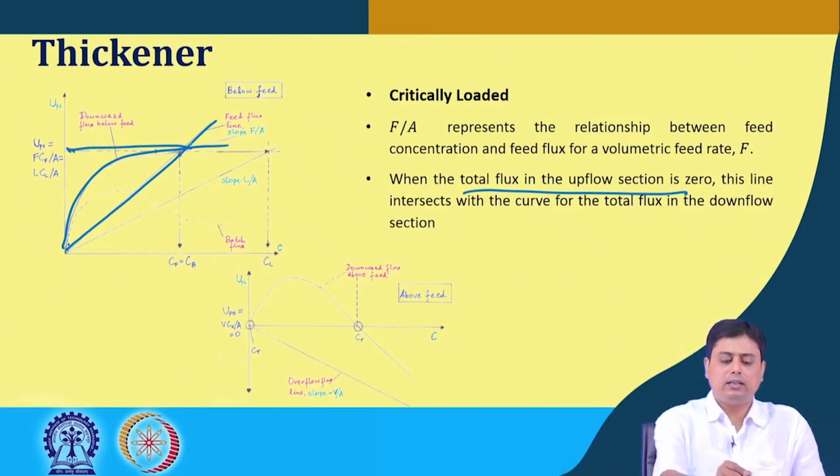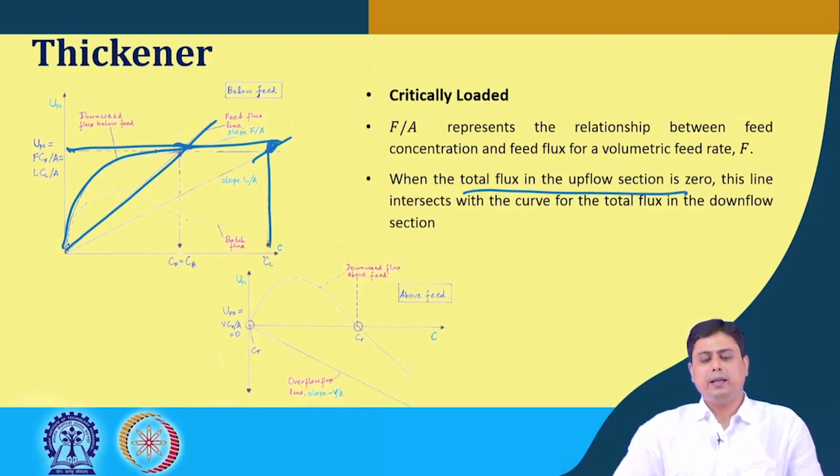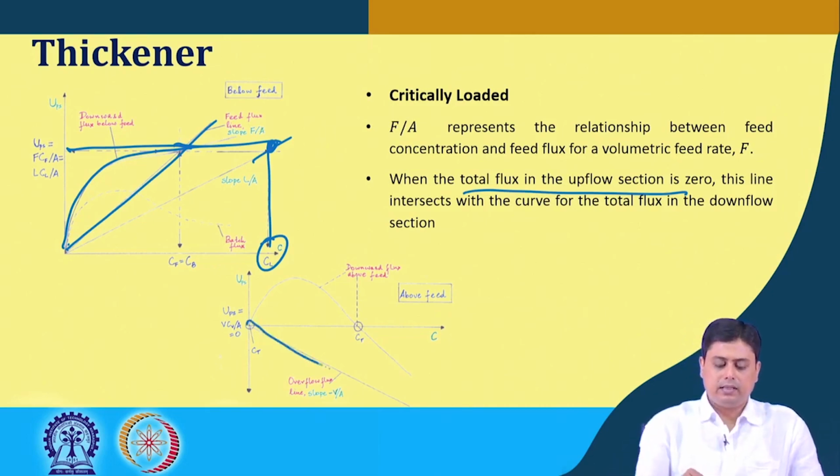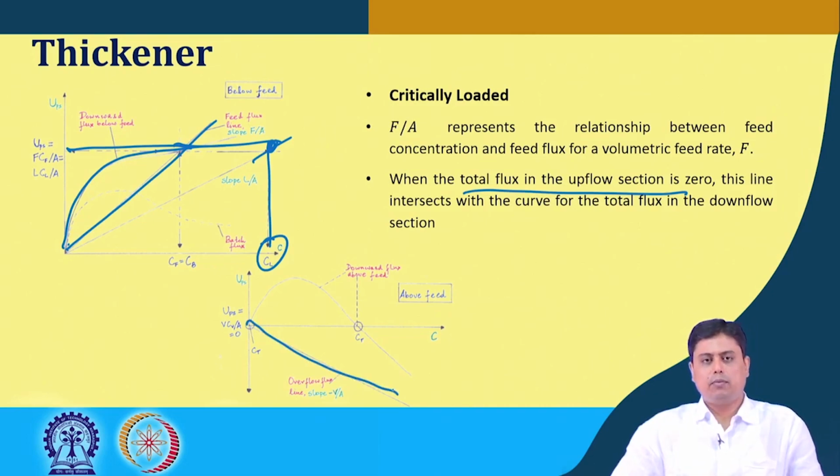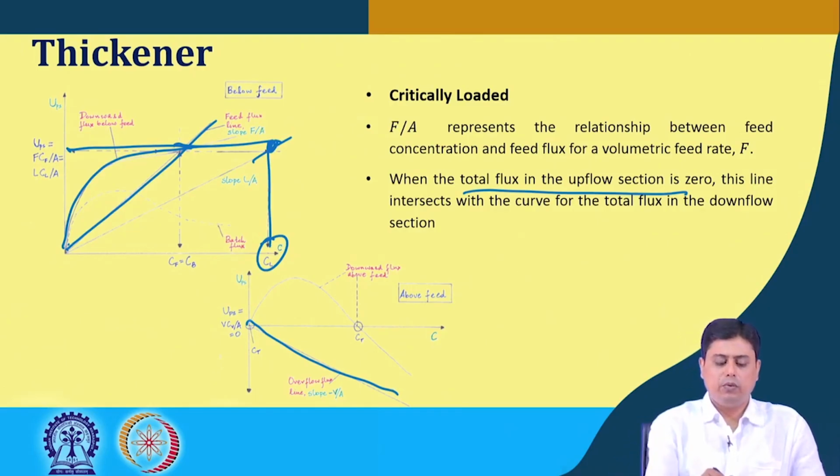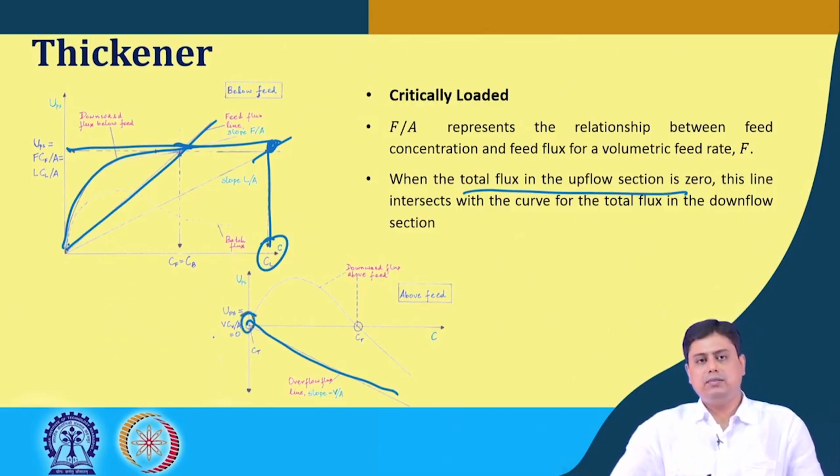At that critical flask, where it intersects the straight line with the slope of L by A, that gives us the concentration of the underflow. This is the line having a slope of minus V by A, which is above the feed, the upflow region. Here the solution for Cv has only one possibility, that Cv is equal to 0.